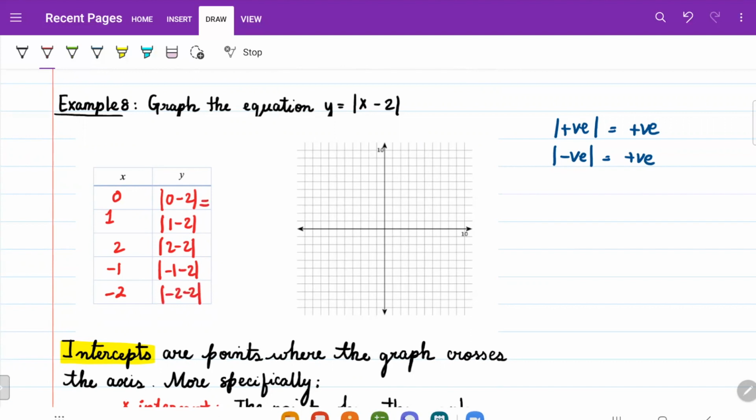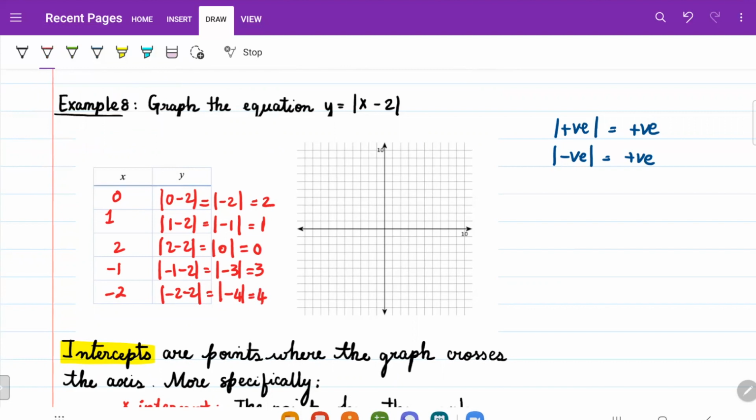The absolute value of negative 2 here is 2. The absolute value of negative 1 is 1. The absolute value of 0 is 0. The absolute value of negative 3 is 3. The absolute value of negative 4 is 4.